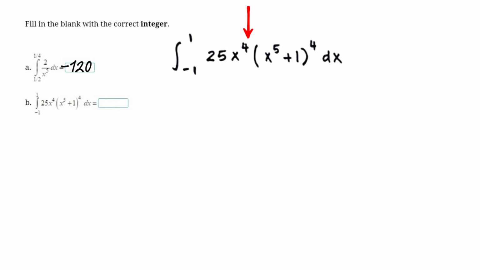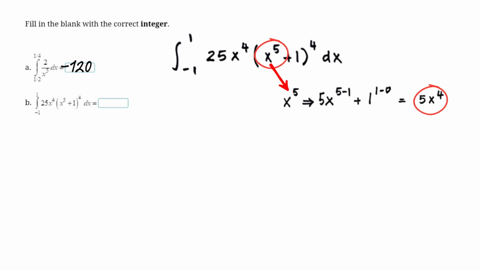We have the function x to the fifth power plus 1, all to the fourth power, multiplied by 25x to the fourth power. The key to U substitution is identifying a core function whose derivative also appears in the expression. Notice that the derivative of x to the fifth power is 5x to the fourth power.